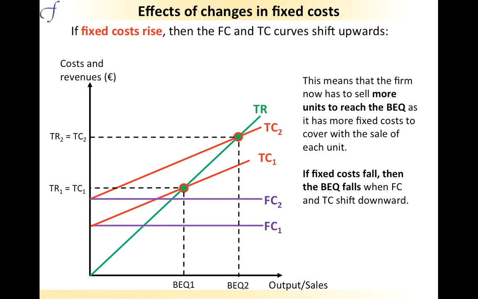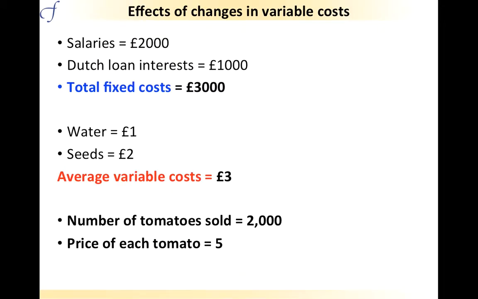When total fixed costs rise, that means that we need to be selling more units in order to make zero profit, which makes sense because we still have the same contribution per unit, but we need to distribute our profit per unit among more fixed costs. When fixed costs fall, that means that we need to be selling fewer units in order to make zero profit. Now we're going to be seeing the example for variable costs.